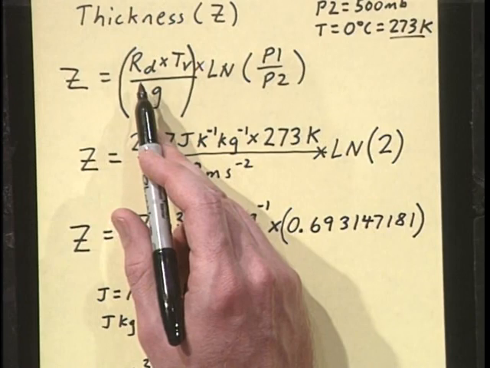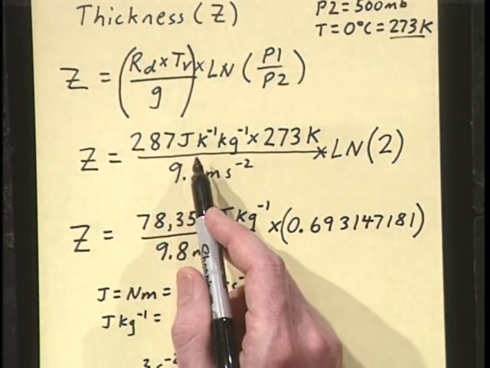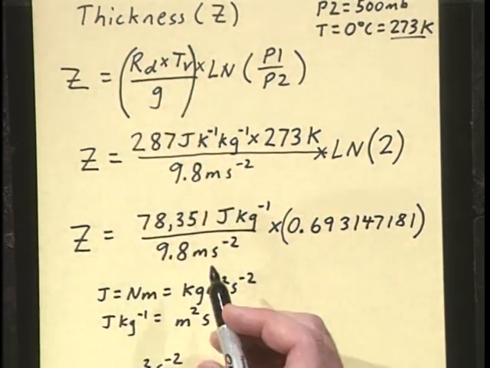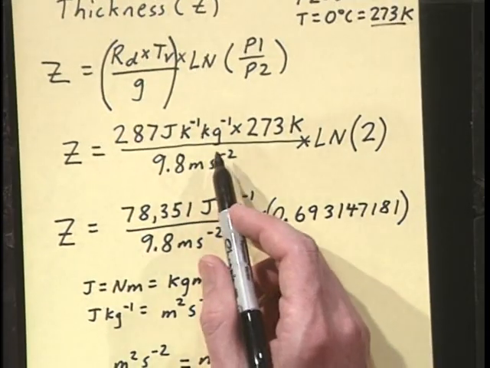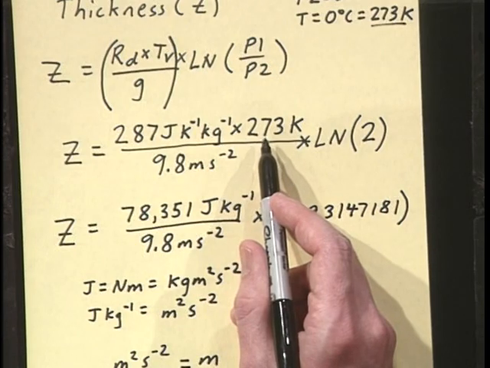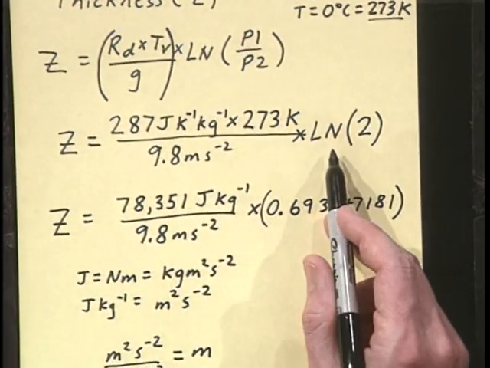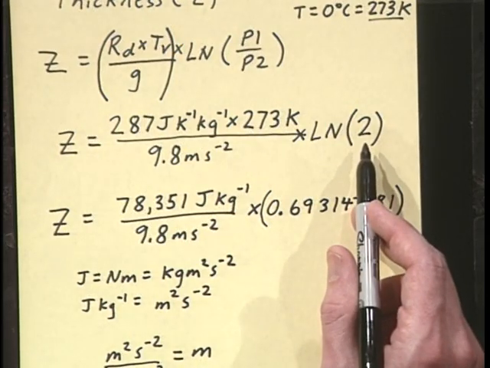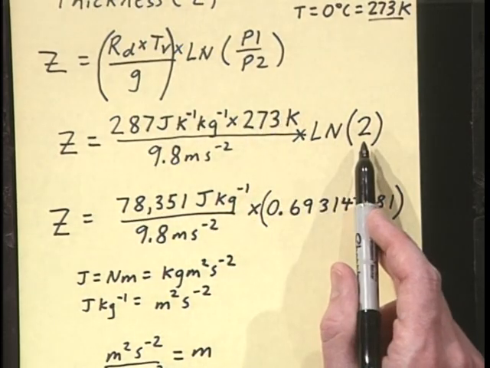Our RD value is 287 joules per Kelvin per kilogram. It's the gas constant for dry air. And then we multiply that by the average virtual temperature, the 273, and divide by 9.8. Then multiply that by the natural log of 2. That 2 came from taking 1,000 and dividing by 500. So that gives a value of 2.